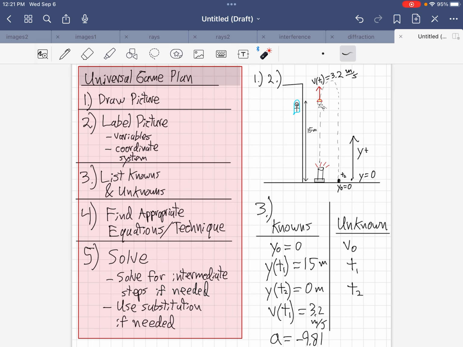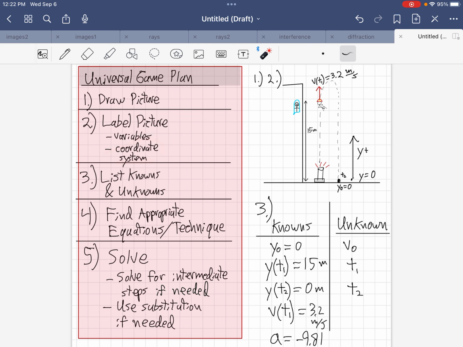The first thing, anytime you have a problem, is you want to draw a picture, right? And you want to label the picture. You want to label the variables in the picture, and you want to choose a coordinate system and place that coordinate system on your picture.